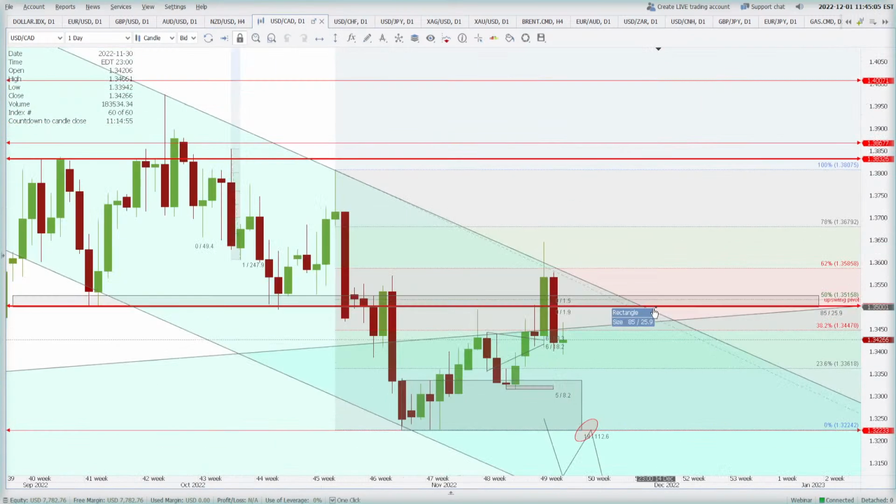US dollar versus the Canadian. Okay, there's a lot of hodgepodge here. Where's the delete? Okay, delete.